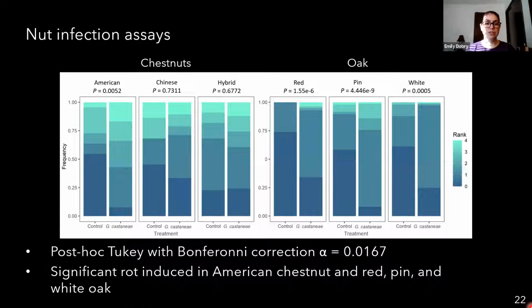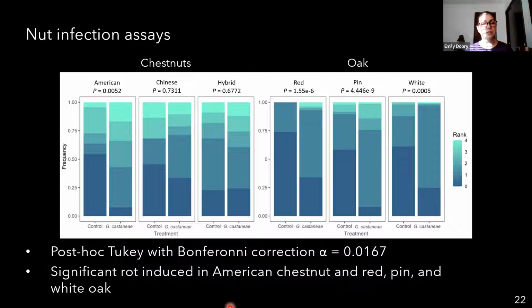So for our nut infection assays, what you are looking at here is a frequency plot. This gives you an idea of how frequently a particular ranking occurred for a treatment and species. We have frequency on the y-axis and treatment on the x-axis with the chestnut and oak species. For this, we utilize post hoc Tukey tests with Bonferroni correction at a reduced alpha for the interaction.